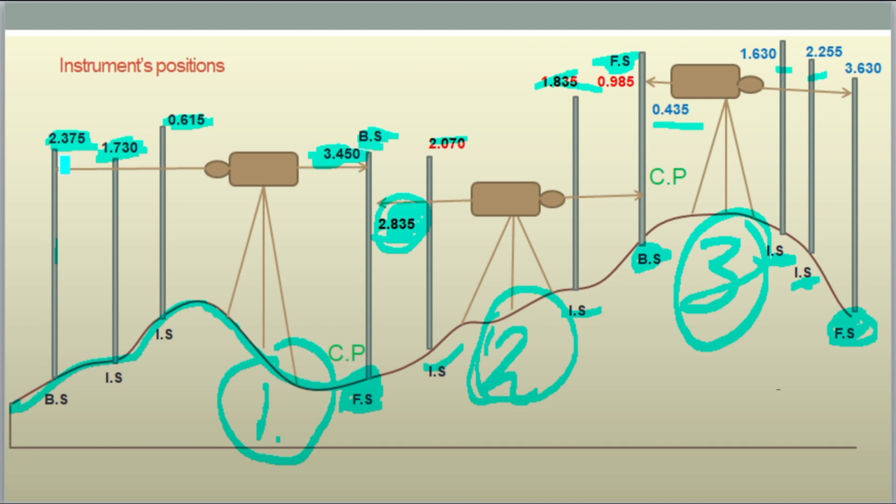We had 2.375. So this is the first reading. The instrument did not shift, so it's only the staff that moved, and the staff moved ahead. So as illustrated, the staff went on a hilly place, and if the staff went on a hilly place, a lower value will be observed because the instrument did not shift. That's why our staff reading value becomes 1.73 meters.